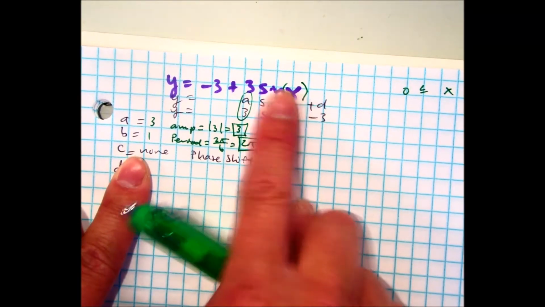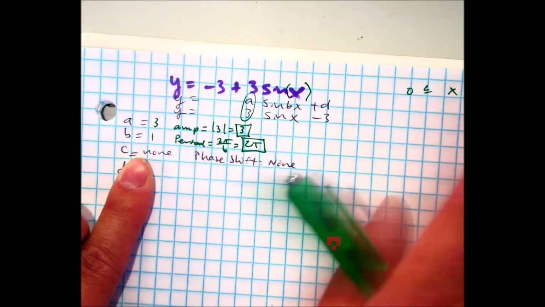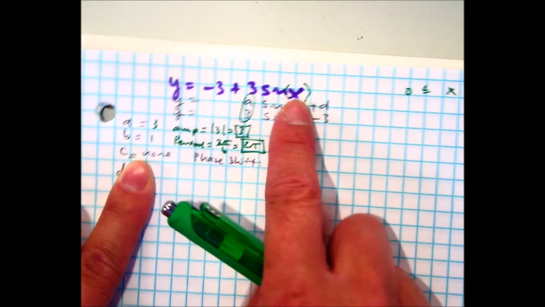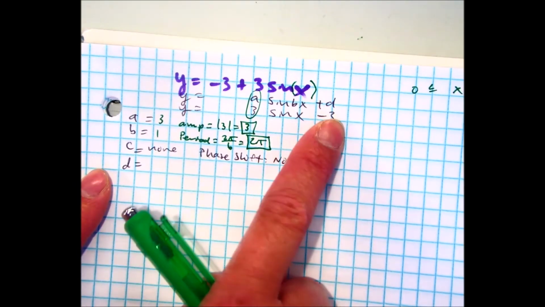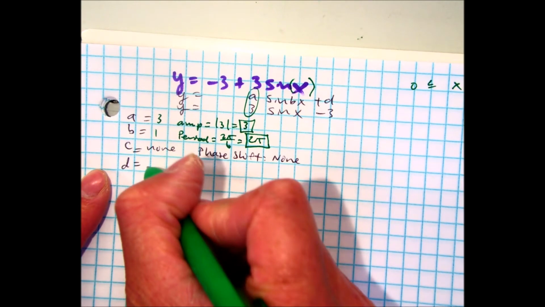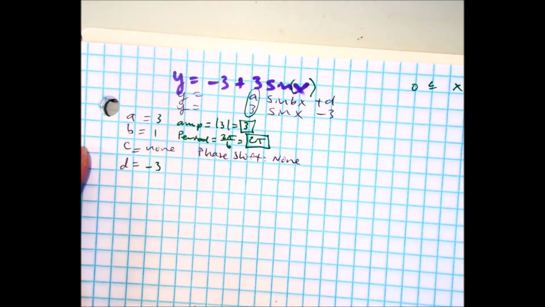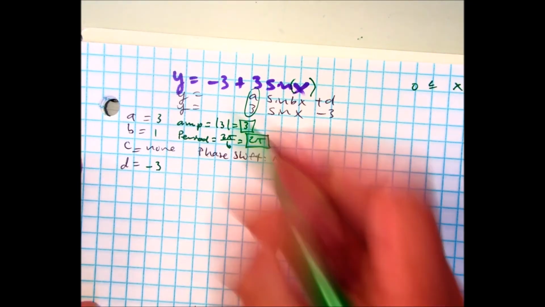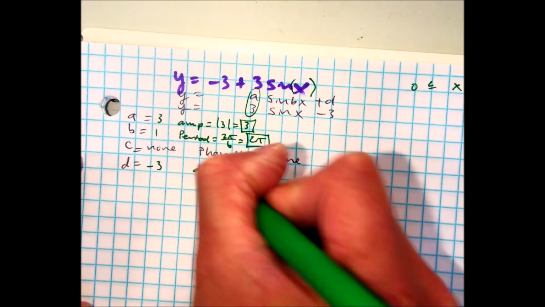C value: because there are no parentheses of x plus something or x minus something, you don't have to factor. There is no phase shift. And our D value is -3. Class, is that going to go up or down? We're going to go down 3 units.